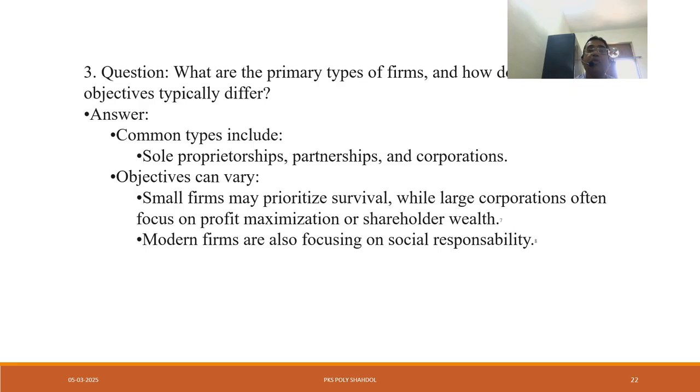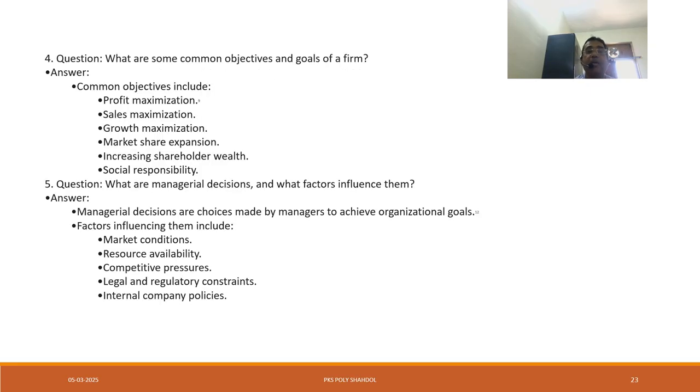Third question, what are the primary types of firms and how do their objectives typically differ? Answer: common types include sole proprietorships, partnerships and corporations. Objectives can vary. Small firms may prioritize survival while large corporations often focus on profit maximization or shareholder wealth. Modern firms are also focusing on social responsibility.